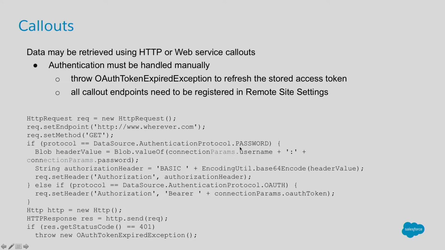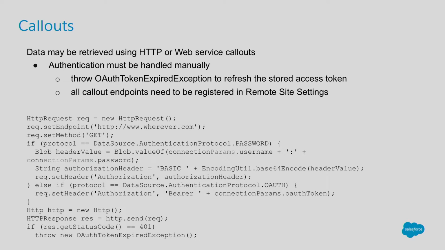So here is the way you can make an HTTP callout once you have the connection parameters. As you can see, I have an HTTP request that I'm setting an endpoint and the request method. And it's a conditional. So if I have password authentication, I set my username and password, whereas if I have OAuth, I'll be setting my OAuth token in the header.